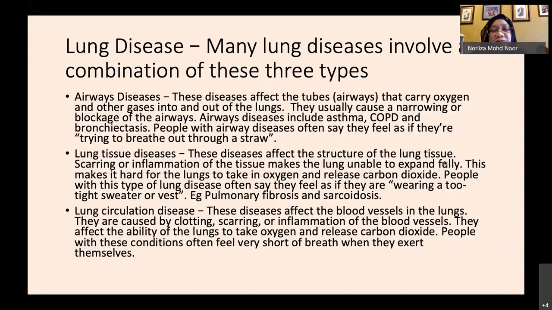Next is lung tissue disease. This disease affects the structure of the lung tissue. Scarring or inflammation of the tissue makes the lung unable to expand fully, so it is hard for the lungs to take in oxygen and release carbon dioxide. People with this type of lung disease often say they feel as if they are wearing a too tight sweater or vest, meaning that their chest is tight. The tissues cannot expand: when you inhale, you expand, and when you exhale, you shrink the lung a little bit.